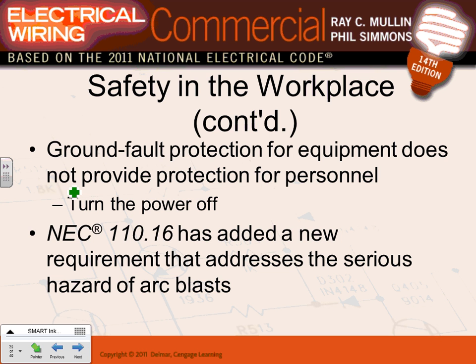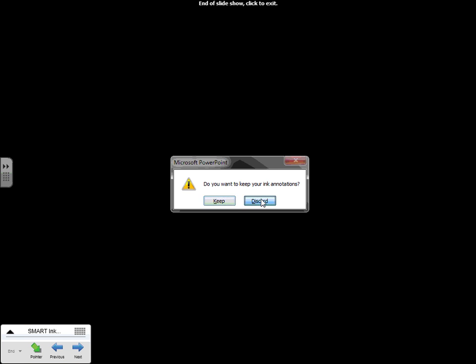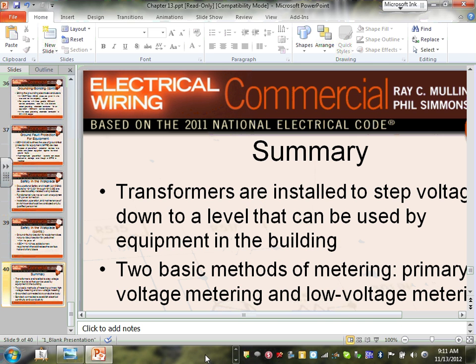Ground fault protection does not provide protection for personnel from shock and so forth. This is not GFCI. Okay, so that's what I want to show you guys. I have a couple of pictures very quick here. I know my time is almost up with you.